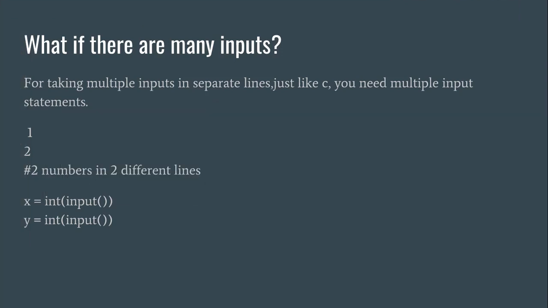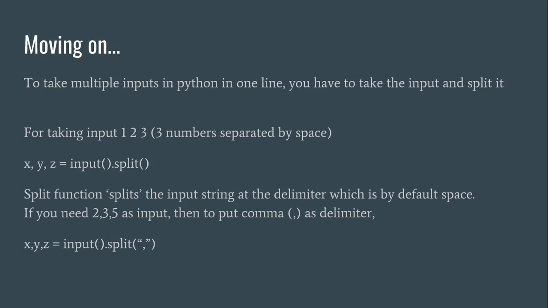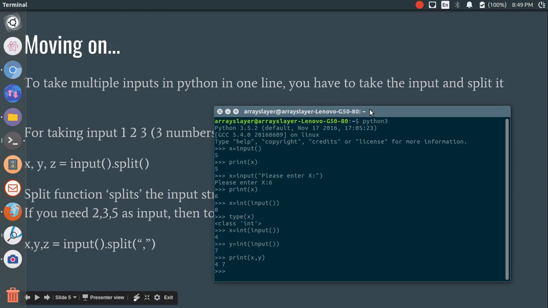Now let's move on to another case. Suppose you want to take inputs in one line separated by a comma or a space or whatever, as you might think different problem sets might have. Now Python is nice enough to give you an inbuilt function for this, unlike C. This function is called split. First let us see an example and then I'll break down the split function for you.